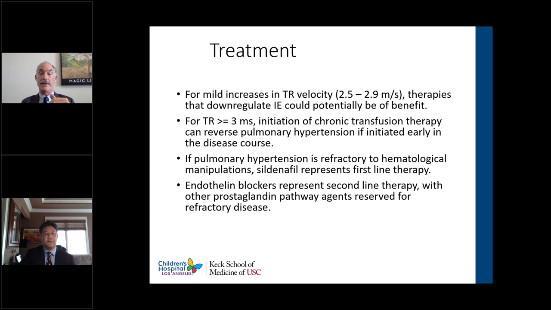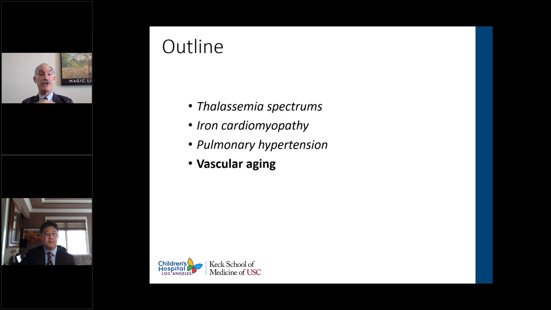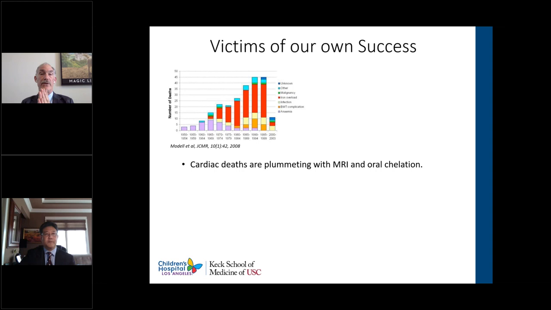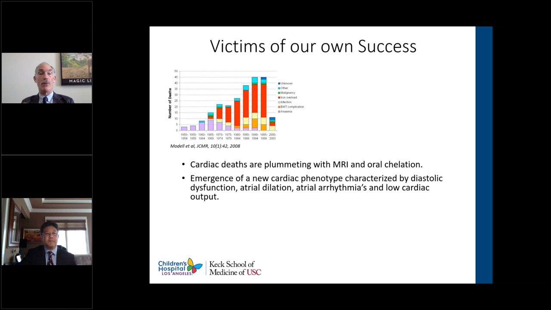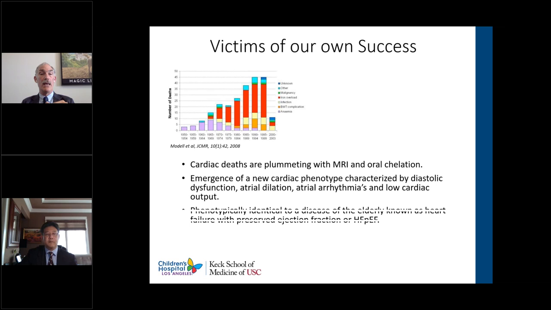So lastly, I'd like to finish with a discussion of vascular aging. So we are victims of our own success. I showed you the drop in cardiac deaths, and thalassemia patients are living longer. But we're now seeing a new cardiac phenotype, which is characterized by diastolic dysfunction of the left ventricle, atrial dilation, atrial fibrillation, and low cardiac output. And this happens to people without thalassemia all the time. And it has a name. It's called heart failure with preserved ejection fraction, or HFpEF for short.